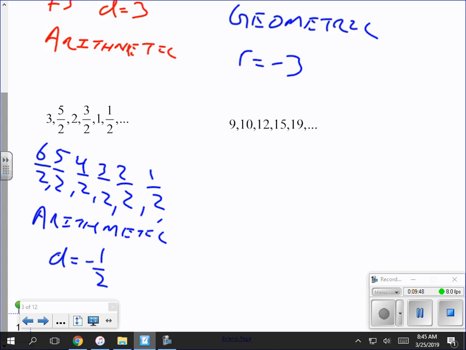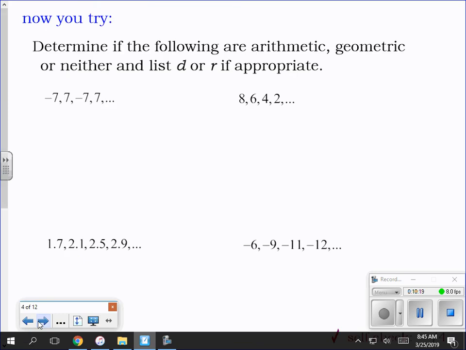It's not arithmetic. Multiply 9 to get 10, that would be 10 ninths. 10/9 times 10 is not going to give me 12. It's neither geometric nor arithmetic, and that happens a lot. It's actually more common to be neither than it is to be either one of those. Okay. Questions? Your turn. Do those.